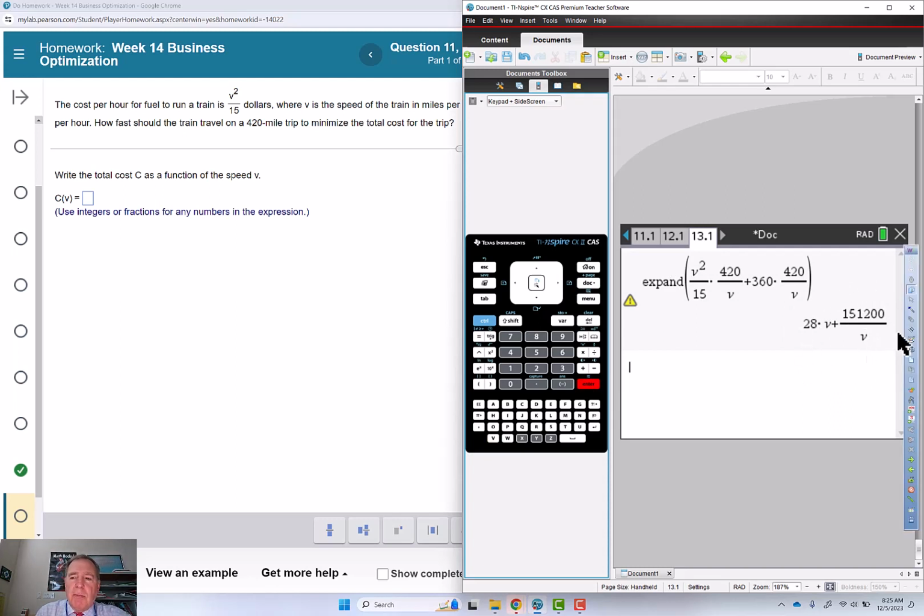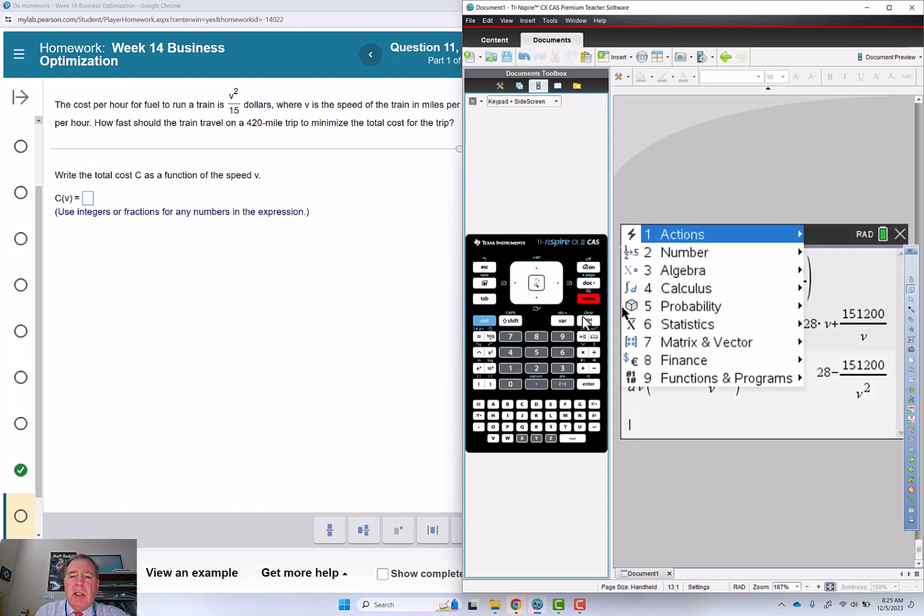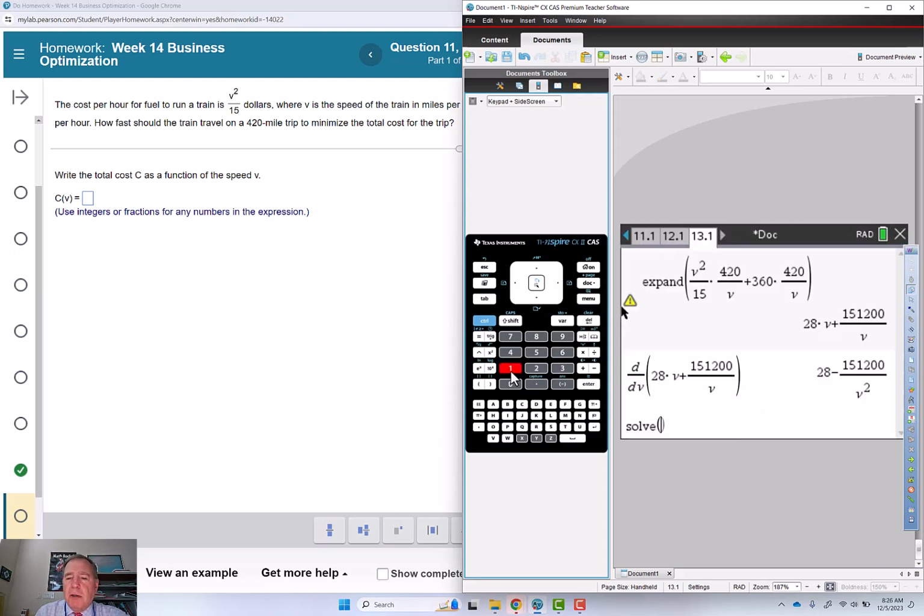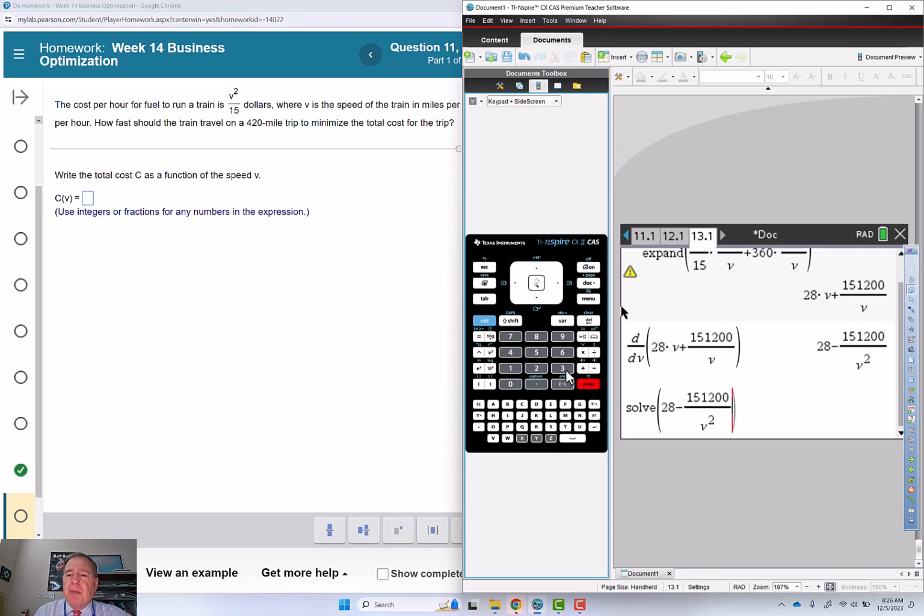And this is what I want to minimize, so I'm going to take the derivative of that. Shift minus, V is now my variable, tab to get into this rectangle, up arrow to highlight my derivative, take the derivative. Now I want to set that equal to 0 and solve for V. Menu, algebra, 1 for solve, go up and grab the derivative, set it equal to 0, solve for the variable V.